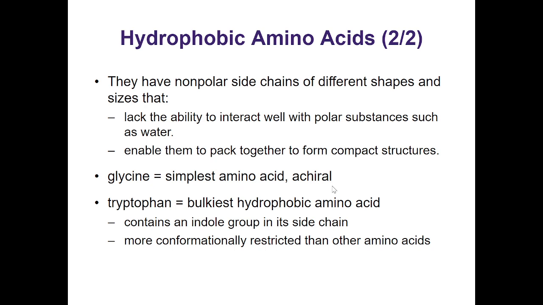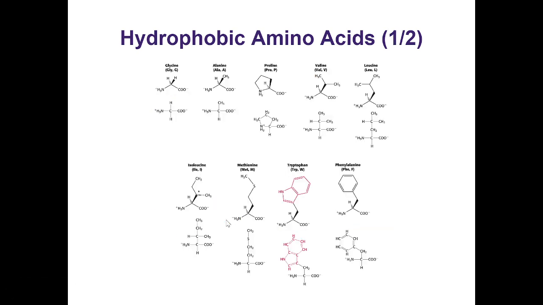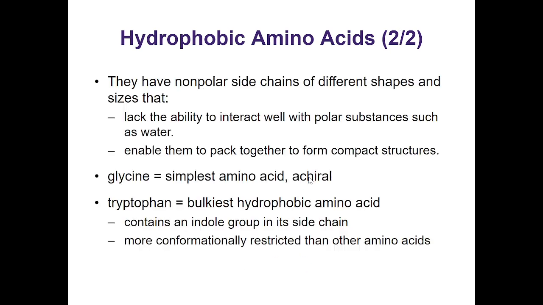The glycine is actually the simplest amino acid. It's achiral, and it's sort of the baseline. Doesn't have a lot of volume. It doesn't have anything, really. Okay? It can twist around and change shape very easily. And it's hydrophobic, non-polar, but it's such a small group that it doesn't really matter that much. Tryptophan is the bulkiest hydrophobic amino acid. This actually has what's called an indole group on its side chain. That's that group right there, the red one.